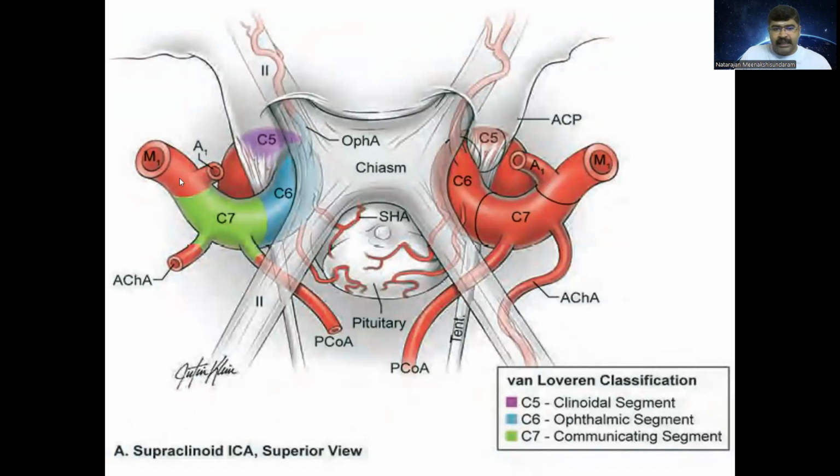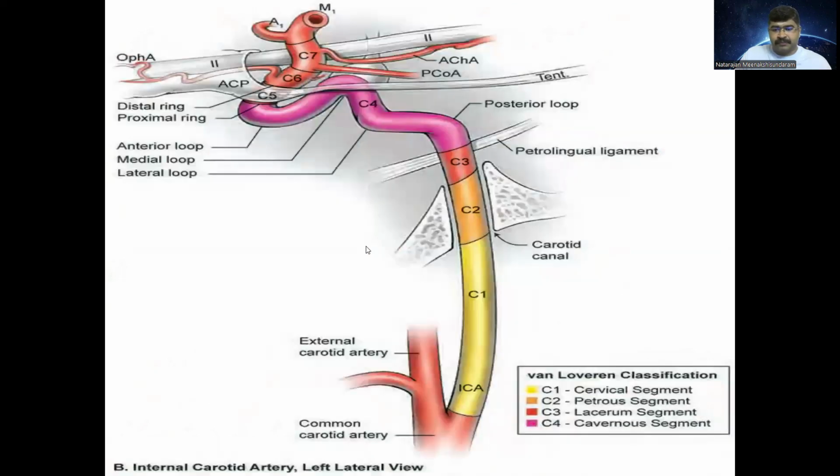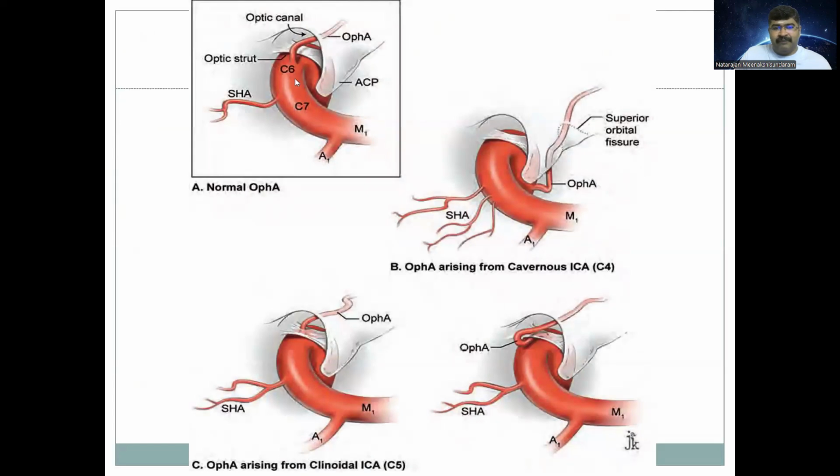Now to understand the Van Leeuwen classification of the ICA, the supraclinoid parts of the ICA. The three segments are the clinoid segment, the C5, which is between the two, between the anterior clinoid process, and then the ophthalmic segment, and then the communicating segment. In this classification, we can have a normal ophthalmic artery course, or we can have an ophthalmic artery arising from the cavernous segment of the ICA, or an ophthalmic artery arising from the clinoid segment of the ICA.